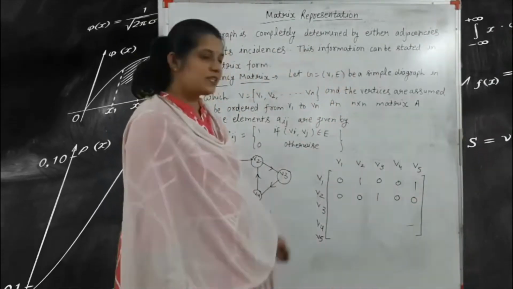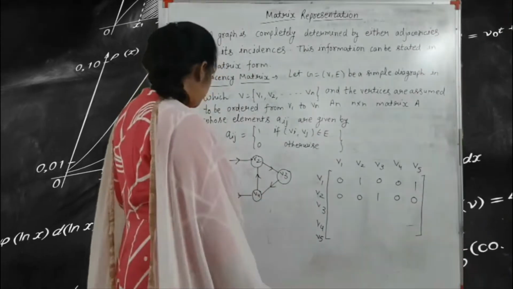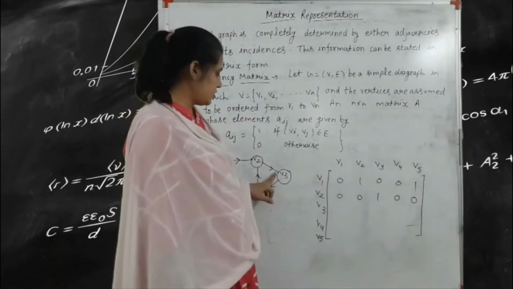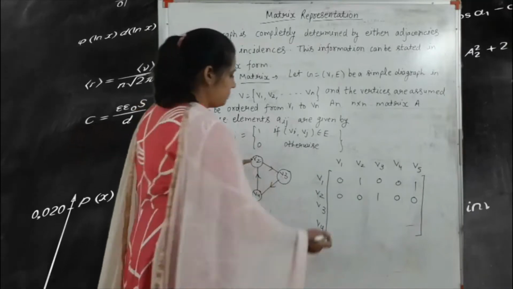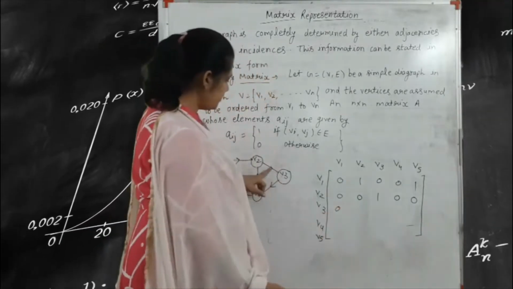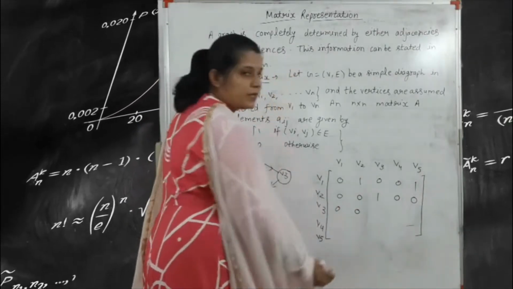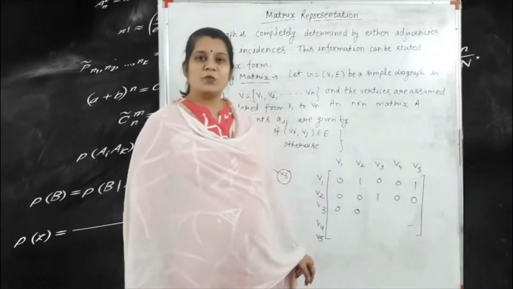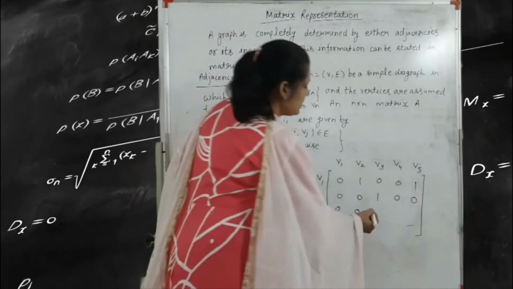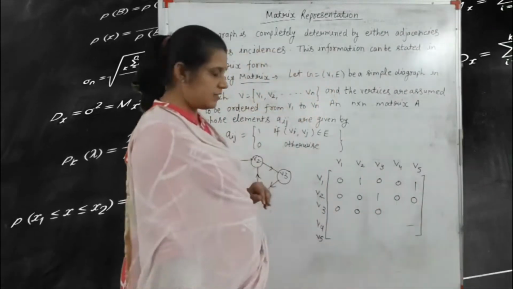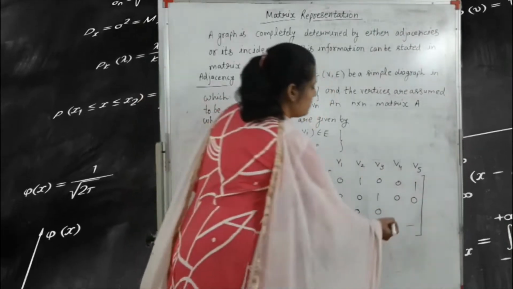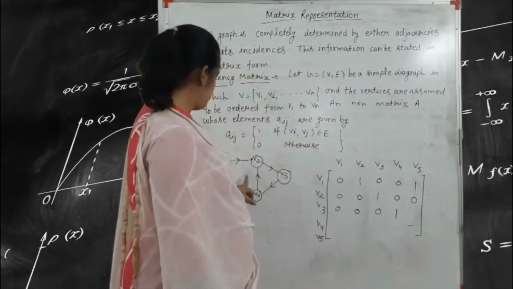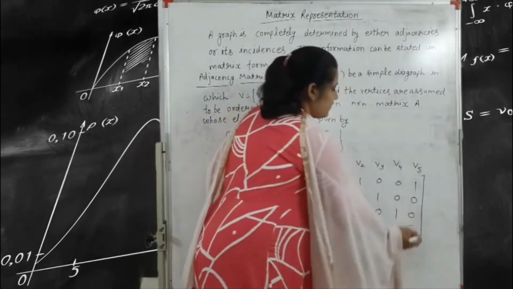Next is V3. V3 to V1, 0. V3 to V2, 0, because the direction is V2 to V3. V3 to V3, obviously 0. V3 to V4, 1. V3 to V5, 0.